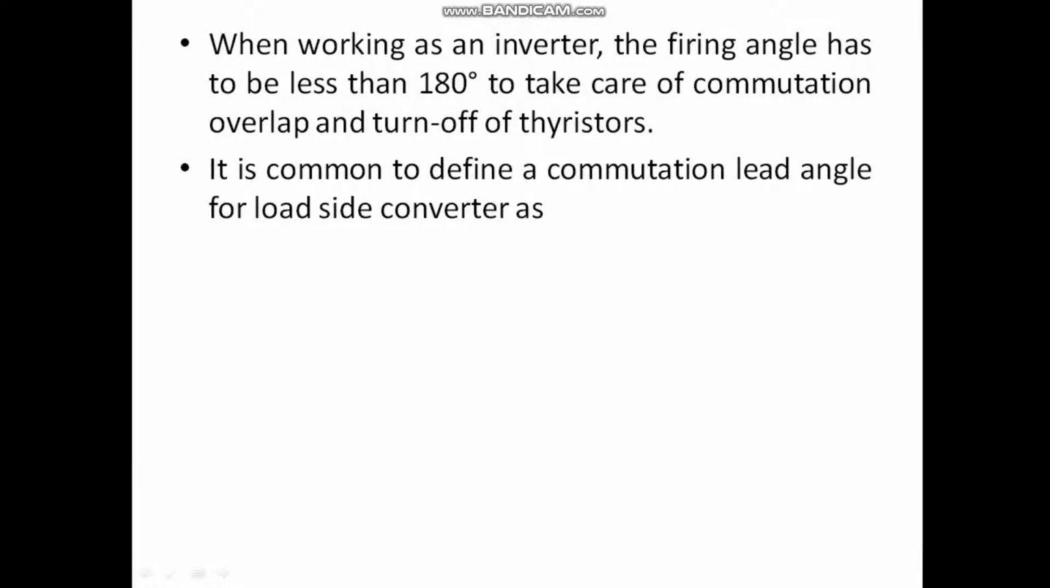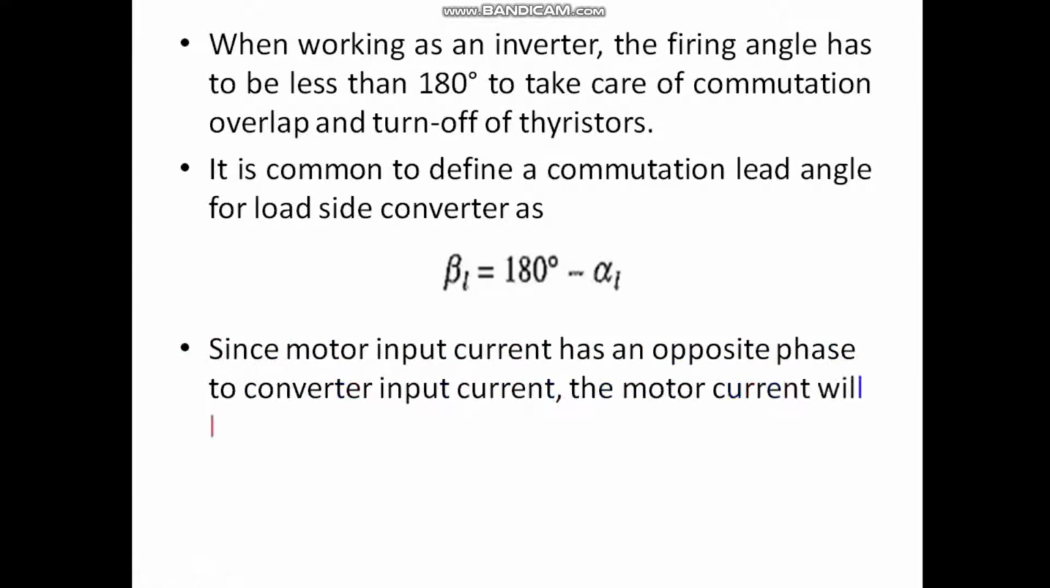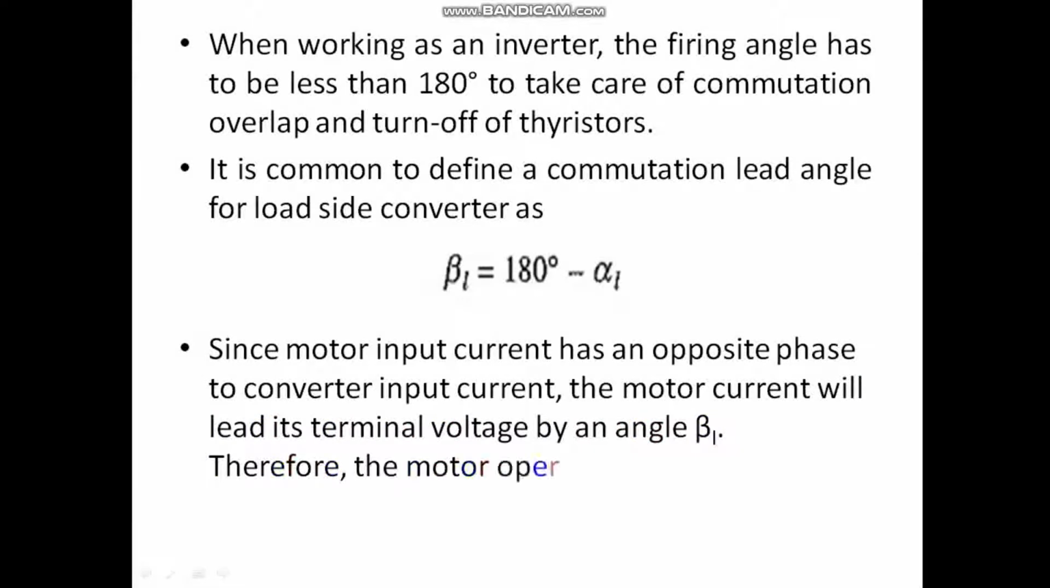Till now we were dealing with alpha. Now we will deal with beta. The load side commutation lead angle, or commutation angle, would be 180 minus the load side firing angle. Since the motor input current has an opposite phase to the converter input current, the motor current will lead its terminal voltage by an angle beta L. Therefore, the motor operates at a leading power factor.